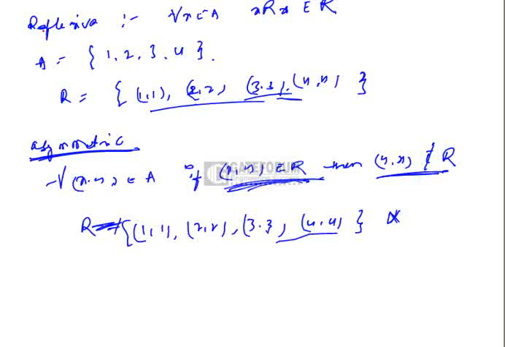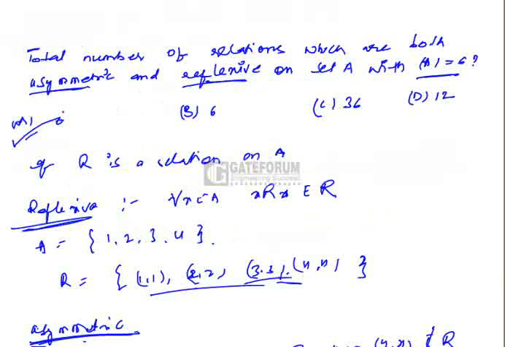So if we observe reflexive and asymmetric relations, then these two conditions are mutually exclusive. That means according to a reflexive relation, all the diagonal elements should be present, and according to an asymmetric relation, diagonal elements are not allowed. Hence the number of relations which are both asymmetric as well as reflexive is 0, which is option A.